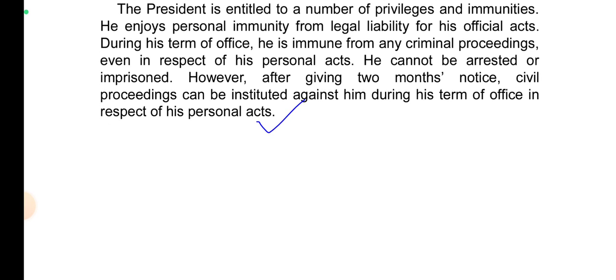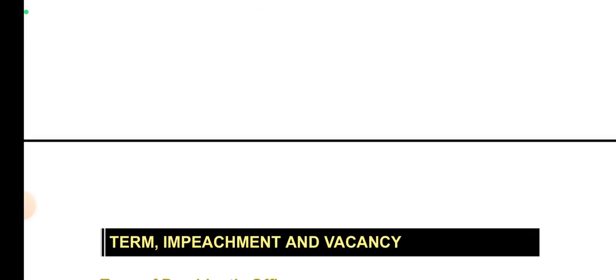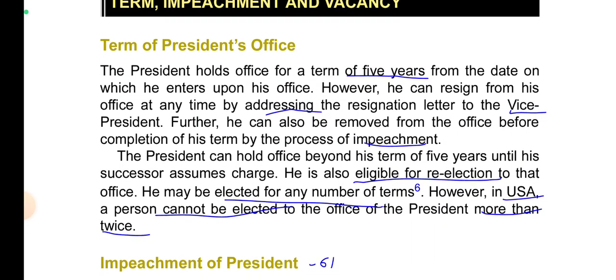He enjoys personal immunity from legal liability for his official acts. During his term of office, he is immune from any criminal proceedings. Even in respect of his personal acts, he cannot be arrested or imprisoned. However, after giving 2 months' notice, civil proceedings can be instituted against him during his term of office in respect of his personal acts. Term, impeachment and vacancy.